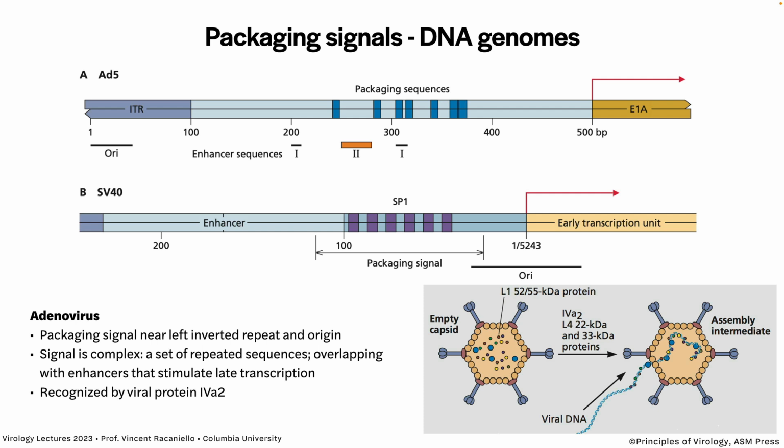On the bottom is the SV40 packaging signal. Again, it's a series of repeated sequences, those vertical bars. And that's just to orient you. Here's the origin of replication, right? The part where DNA begins to go bidirectionally in either direction. So the packaging signal is just to the left of that. So that's how DNA virus packaging signals work.